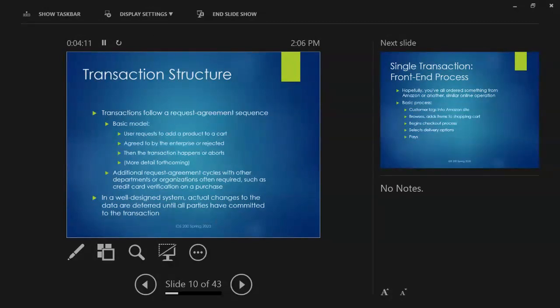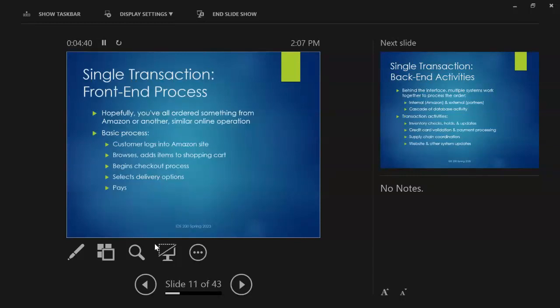All right. Thank you. Anyway, until all parties are committed to the transaction, right? Until everybody says, yeah, we can do this, then the changes aren't going to happen yet. And that makes it easier to undo changes if something goes wrong, right? Because in a busy system like Amazon's, it's a real pain to have to go and undo changes when those changes may have actually gotten buried behind other various things happening in the system afterward, trying to access the same data. Okay. And we'll talk more about that in a little bit.